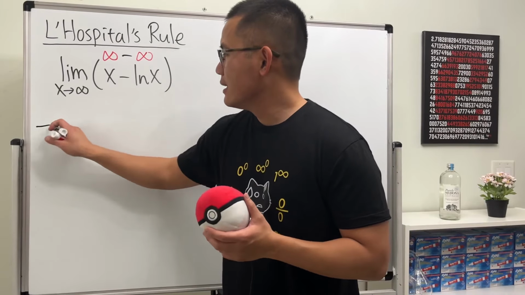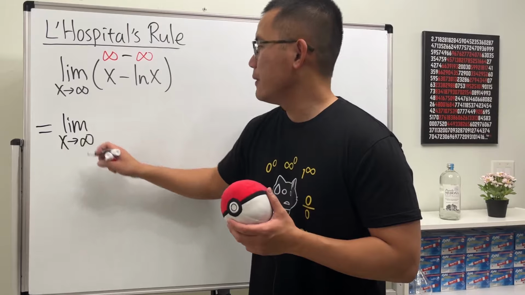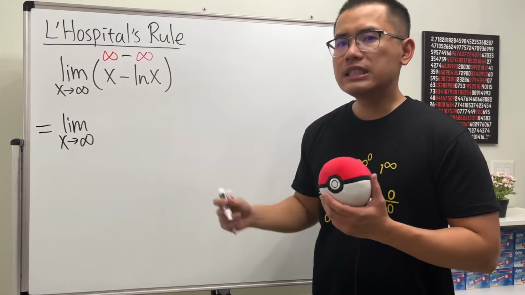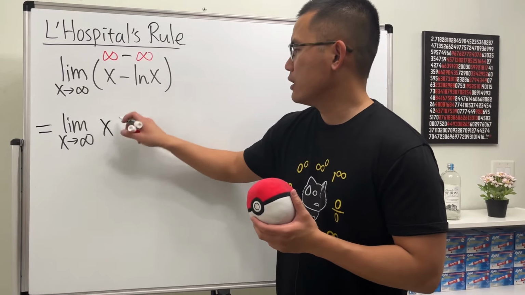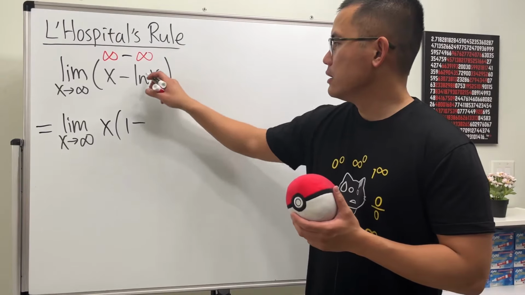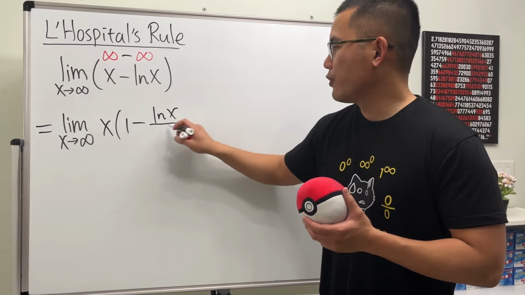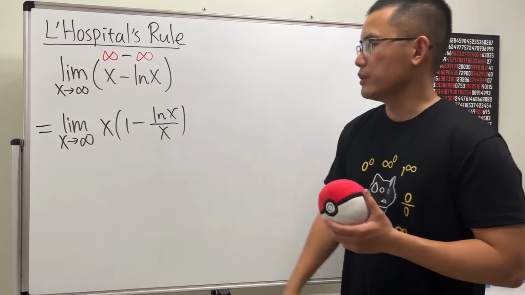For this one, let's again write down the limit as x approaching infinity. But look at this and that. Let's factor out one of them. Let's factor out the x. You can also factor out the ln, doesn't matter. And we will just get 1 minus, here we'll just do ln x over x. And if you multiply this in, we get back to the original. So we know this is good.